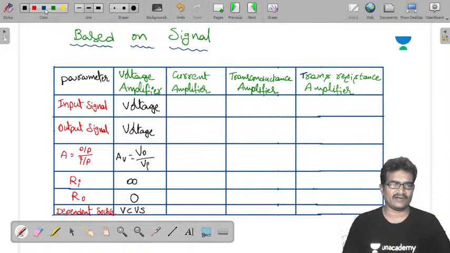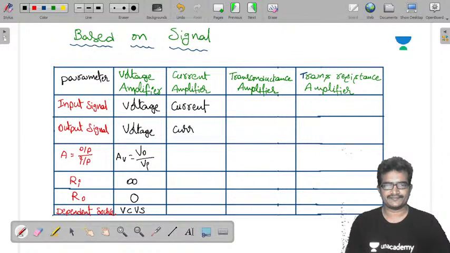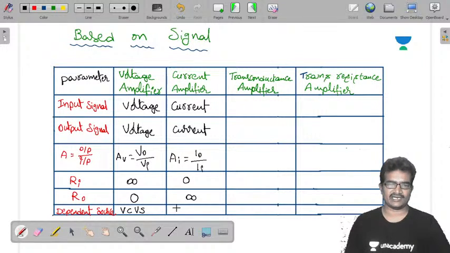In the case of a current amplifier, the input is current and the output is also current. The gain we call AI, which is output current by input current. The input impedance is 0 and the output impedance is infinity. These are the ideal conditions, and we call it a current controlled current source.